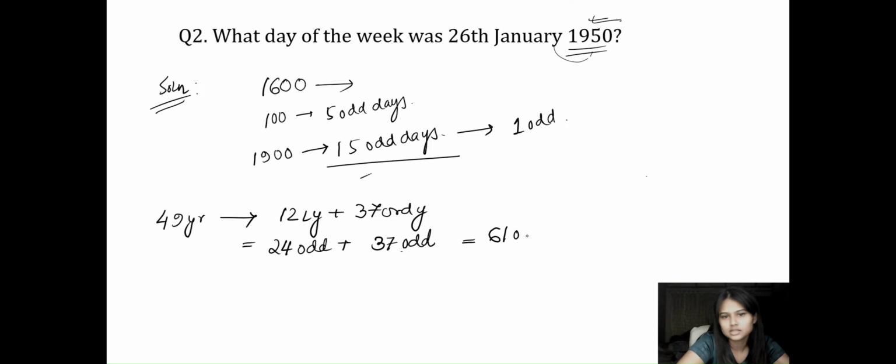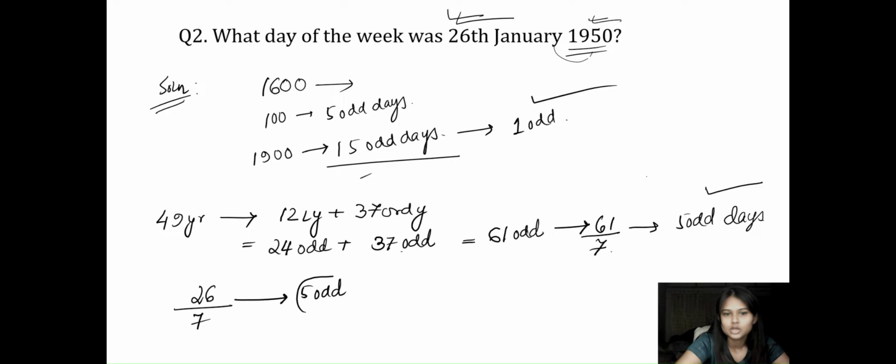Now I'm standing at 1950, the last day. Now for this 26th January, I'll just divide it by 7. How many odd days am I getting? 7 times 3 is 21. So I'm getting 5 odd days again. So the total odd day count is 5, 1, and 5. That is 11 odd days, which implies 4 odd days. You're understanding, right? Why 4 odd days? Because 11 divided by 7 gives me a remainder of 4.